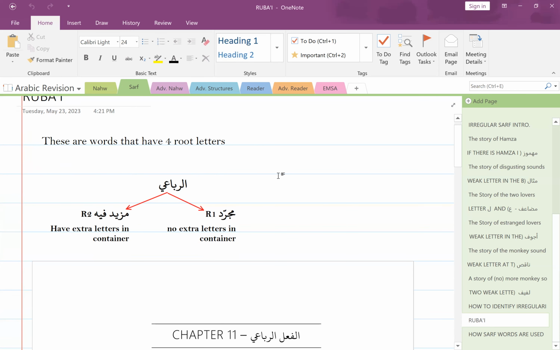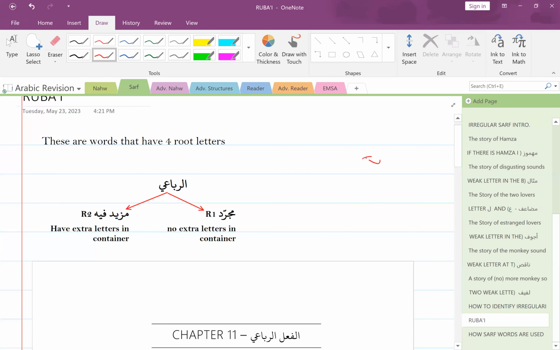Basically, Rubaa'ii, what we've covered so far up until now, we've covered Thulathi. We've covered 3-letter roots, so words with 3 root letters. If you look at all the words we have done, they have mainly 3 root letters. Those are the foundation of the word. Say for example, the word Nasara. The root letters are Noon, Sad, and Ra.